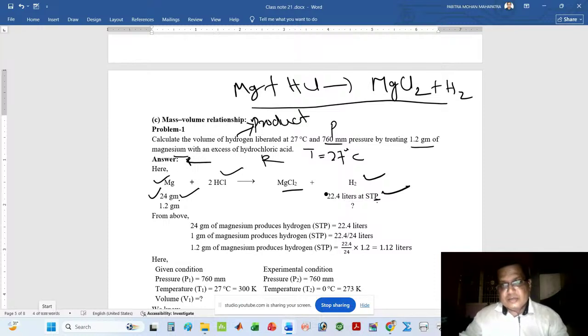What is the question here? 1.2 gram of magnesium is given. It is treated with hydrochloric acid. Then what amount of hydrogen gas is produced? So here I can write 1.2 gram of magnesium, and here is the question mark.